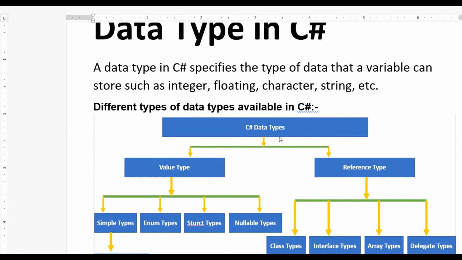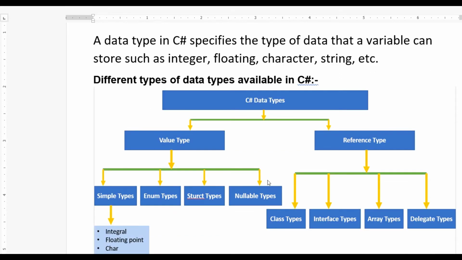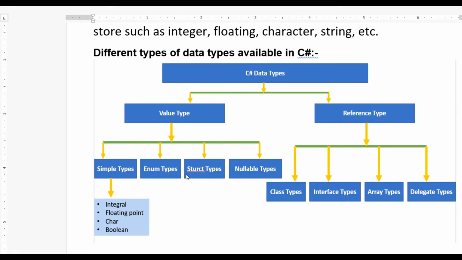There are two data types: value type and reference type. When you look at value type in C sharp, it also has different types like simple types, enum types, structure types and nullable types. When we talk about simple types, in this category the integral, floating point, character and boolean types come.